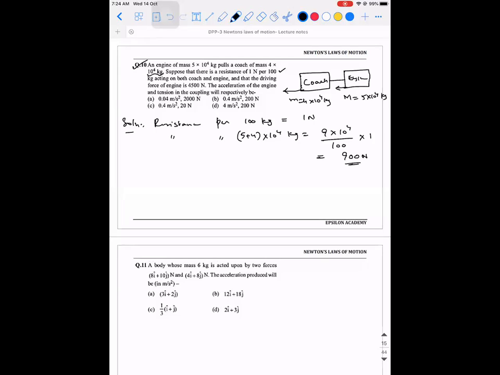Everything else is the same. So now they are asking, the driving force of the engine is 4,500, means the engine is exerting a force of 4,500 Newton. The acceleration of the engine and the tension in the coupling will be respectively. So let's draw the free body diagram. You have the engine, 4,500 Newton in this direction, tension will act in the opposite direction. Similarly, tension in this direction, right, the resistive force of 900 Newton is going to act.